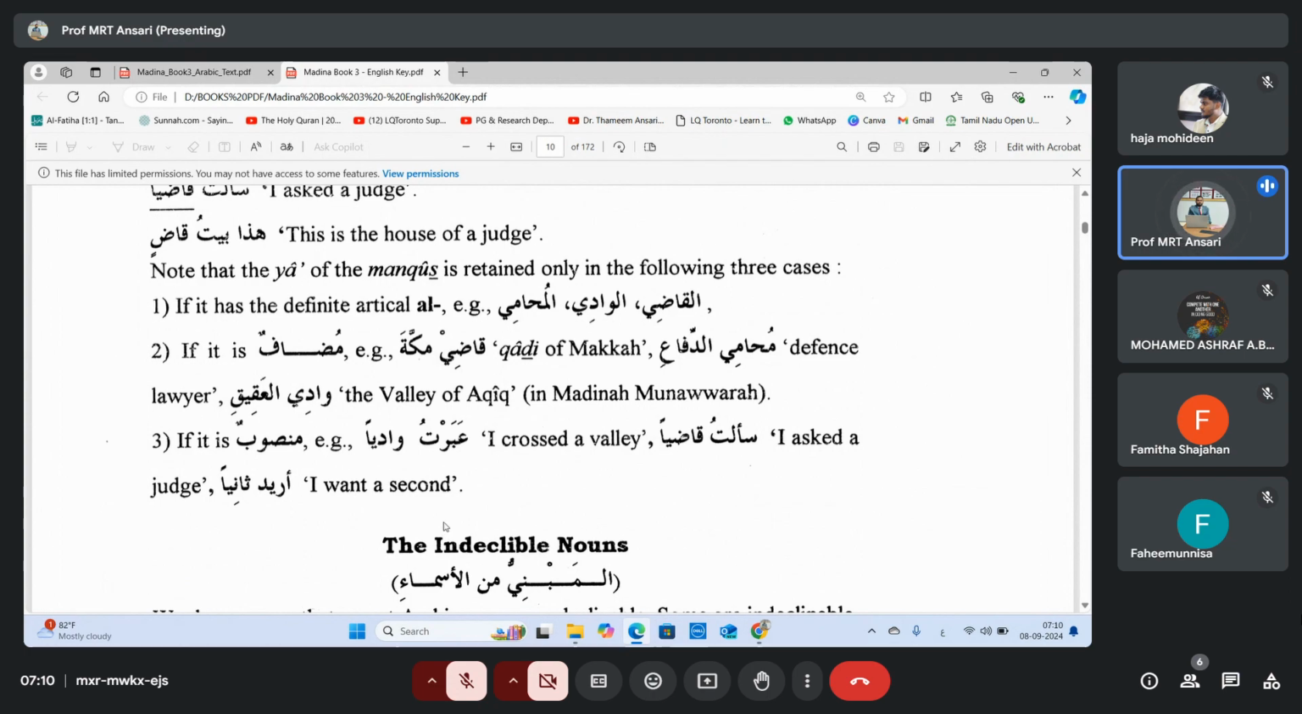Clear? Hope this gives us a clear point on how to use ism manqus.